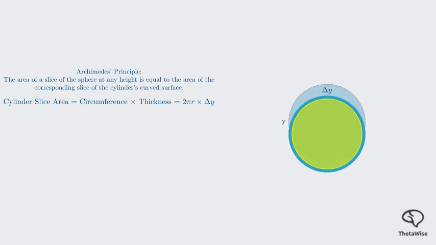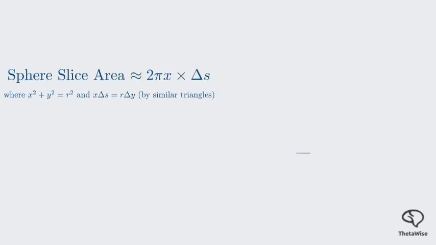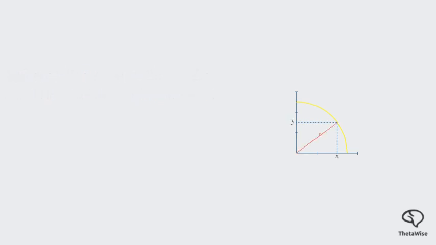Let's try to verify this for the sphere. Consider a slice of the sphere. Its radius, x, changes depending on the height. The surface area of this slice can be approximated by its circumference, 2πx, times the length of the curved edge of the slice, delta s. This delta s is related to delta y by similar triangles inside the sphere's cross-section. This similar triangles argument shows that the circumference 2πx multiplied by delta s is exactly equal to 2πr multiplied by delta y.